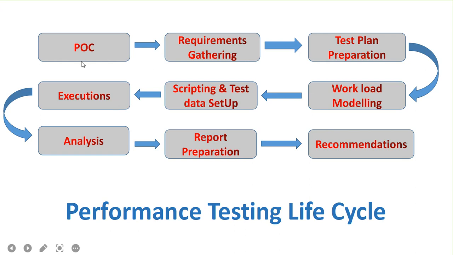So once the POC is done, next we'll start the requirement gathering. Okay. So as part of requirement gathering, what requirements can we gather? We can reach out to the client, or the business analyst, or the domain expert, and gather requirements like critical business transactions: what transactions are very important in that particular application. Those transactions we will call critical business transactions.